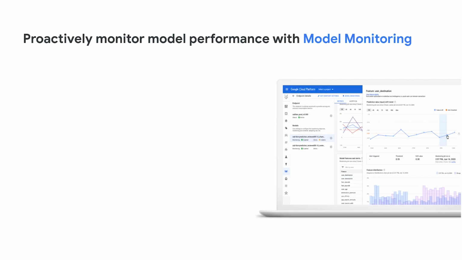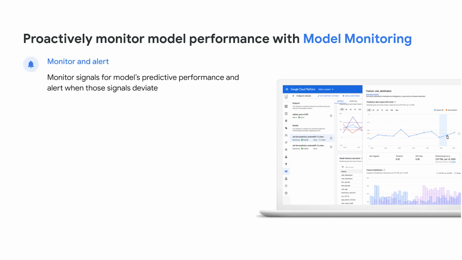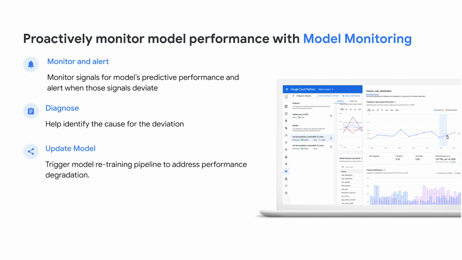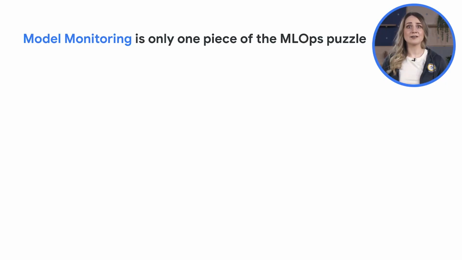Vertex AI provides a host of products to monitor and govern your models, all of which helps drive both successful and responsible AI deployment. Those services include monitor signals for model predictive performance and alert when those signals deviate, diagnose to identify the cause of deviation, model updating to trigger model retraining pipeline, and integration with feature store. Model monitoring is only one piece of the MLOps puzzle.